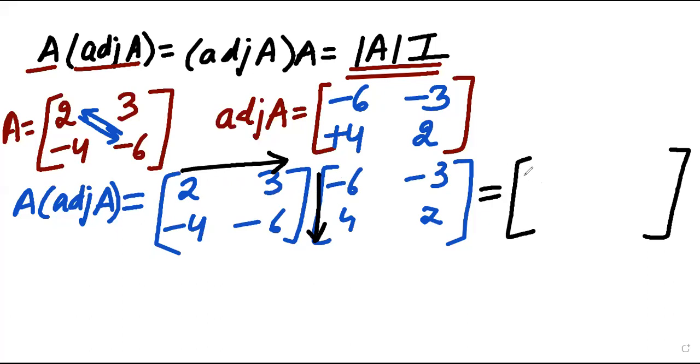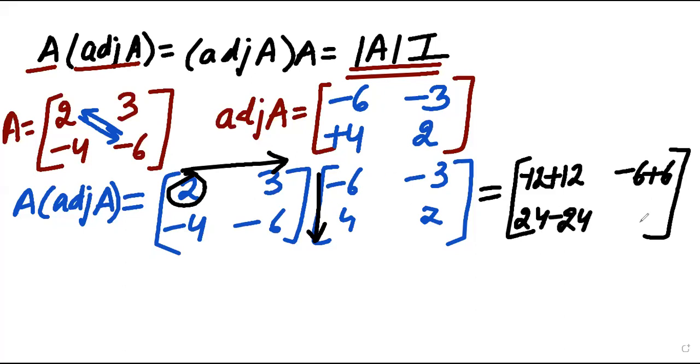2 into minus 6, that is minus 12. Then 4 3s are 12. We multiply this 2 with minus 6 and then 4 with the 3. Yes, it is 0. Now next is 3 2s are 6 and 3 2s are 6. Next, minus 6 into minus 4, that is minus 24. Next, it is 4 3s are 12 and 6 2s are 12.